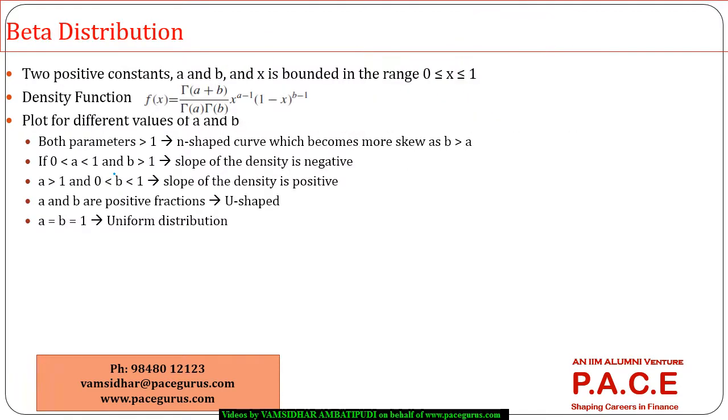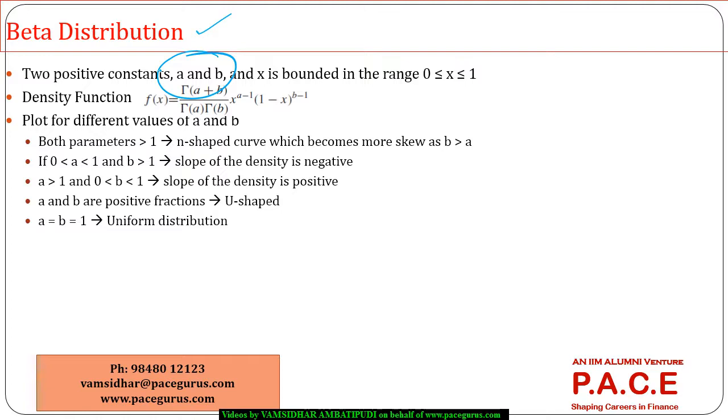Then the next distribution that we are going to look at here is the beta distribution. It requires two positive constants A and B, and this is purely for x only in the range of 0 to 1. It is not defined for all positive values, or for all positive as well as negative values. It is defined only if your values are between 0 and 1.